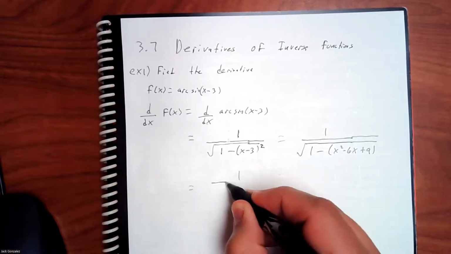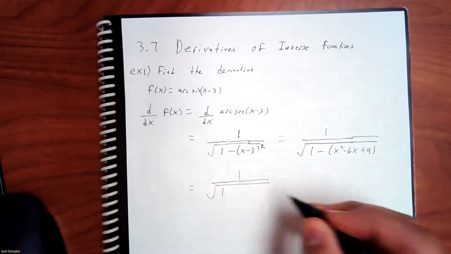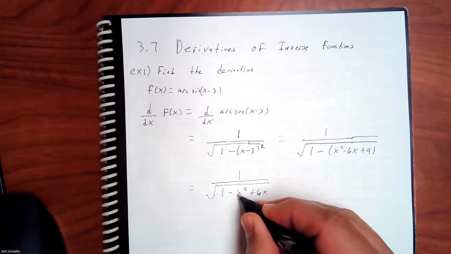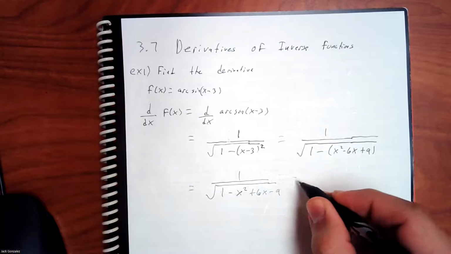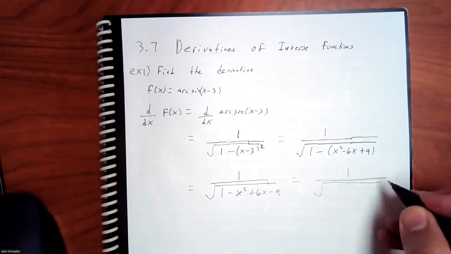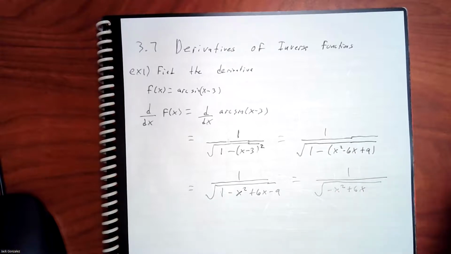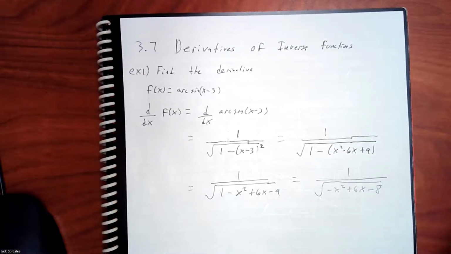Which will be 1 minus x squared plus 6x minus 9, which will be negative x squared plus 6x minus 8. Anyway, that's good enough for me.